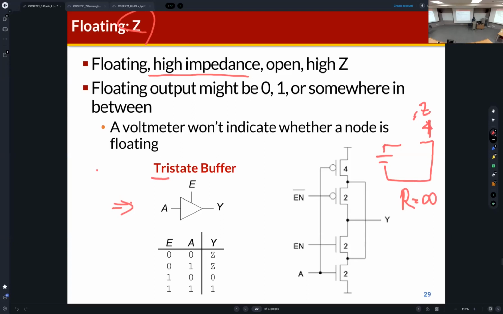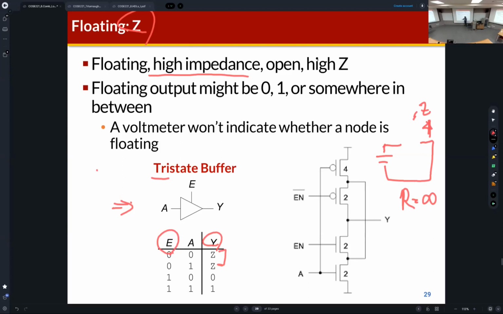Based on this enable signal, Y can be connected to A or Y can be disconnected from A. If Y is disconnected from A, Y is high Z because it's disconnected. So for the tri-state buffer, if the enable signal E is 0, then Y is disconnected, so we need to use high Z to represent the output Y. And if the enable signal is 1, then A is just connected to Y.